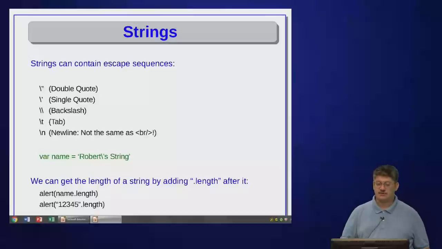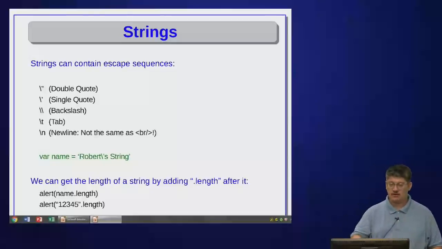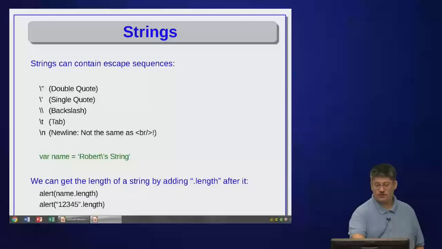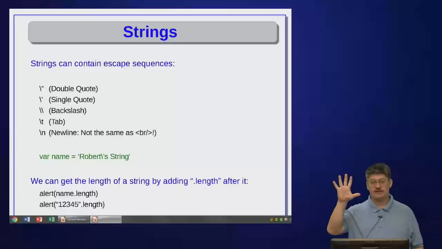We can also get the length of a string by putting the word .length at the end. So for example, I could pull up an alert box with name.length, and it'll actually count 1, 2, 3, 4, 5, 6, 7, 8, 9, 10, 11, 12, 13, 14, 15 characters in Robert's string. So it'll bring up a message that says 15.